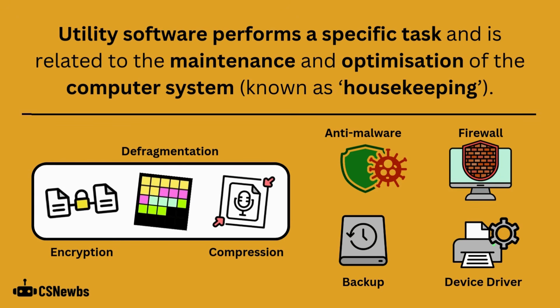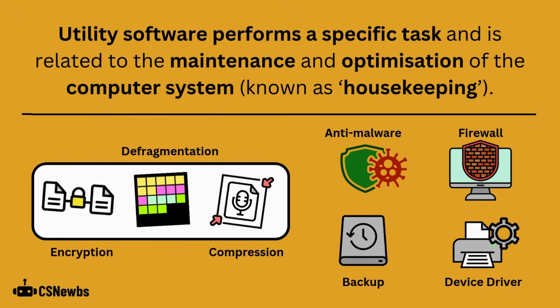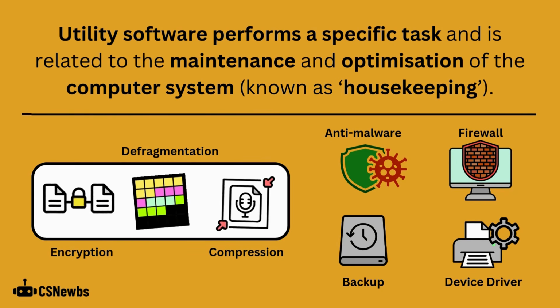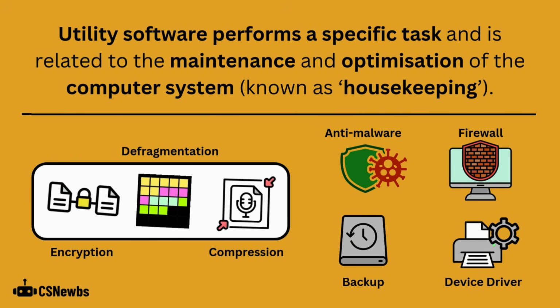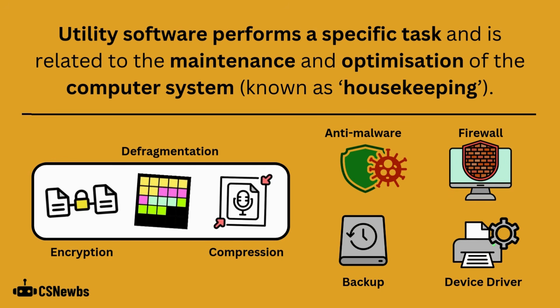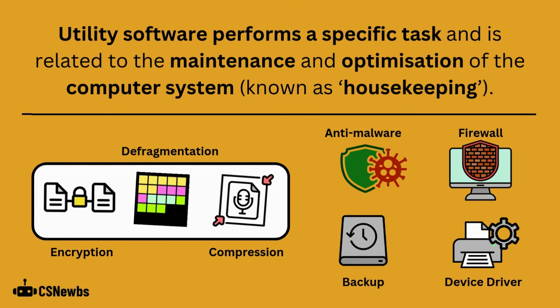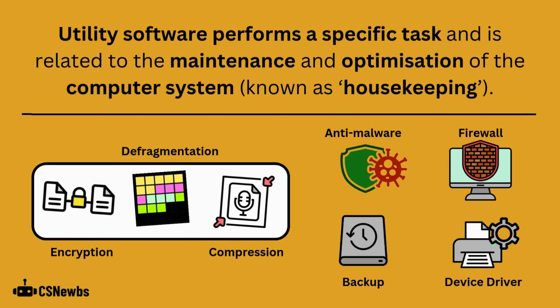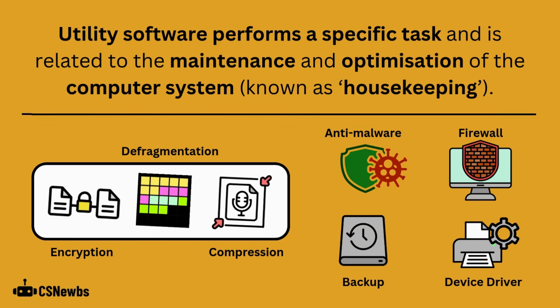Utility software performs a specific task and is related to the maintenance and optimization of the computer system. This is known as housekeeping. There are many different types of utility software, including anti-malware, firewall, backup, and device drivers. The J277 specification only lists encryption, defragmentation, and compression as the three you need to know.